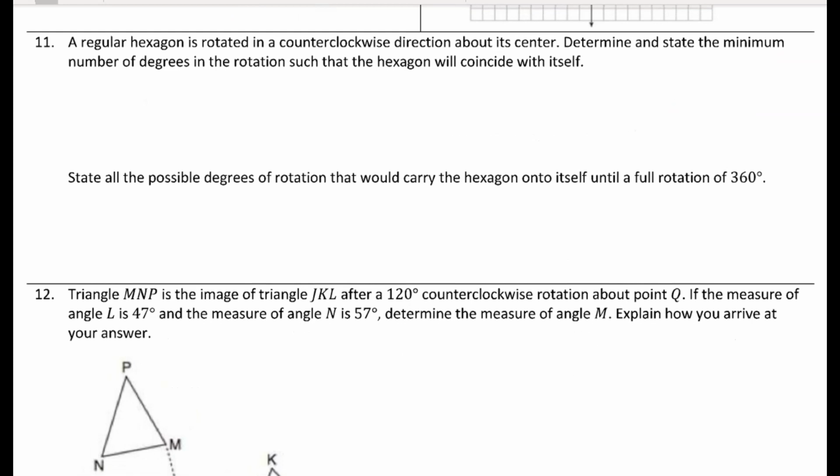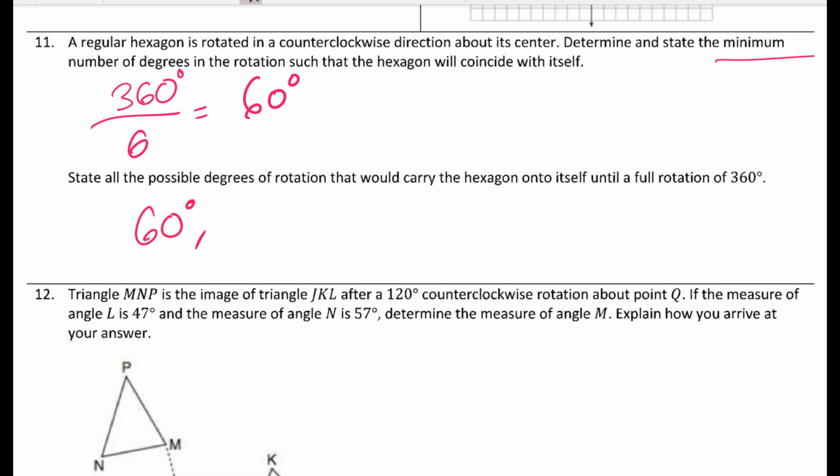Number 11. A regular hexagon is rotated in a counterclockwise direction about its center. Determine and state the minimum number of degrees in a rotation such that the hexagon will coincide with itself. So it's going to land on top of itself. Again, we just take the full rotation of 360 degrees and divide it by the number of sides. When I divide 360 by 6, I end up with 60 degrees. That's not the only rotation that'll do that, but that is the minimum degree rotation.